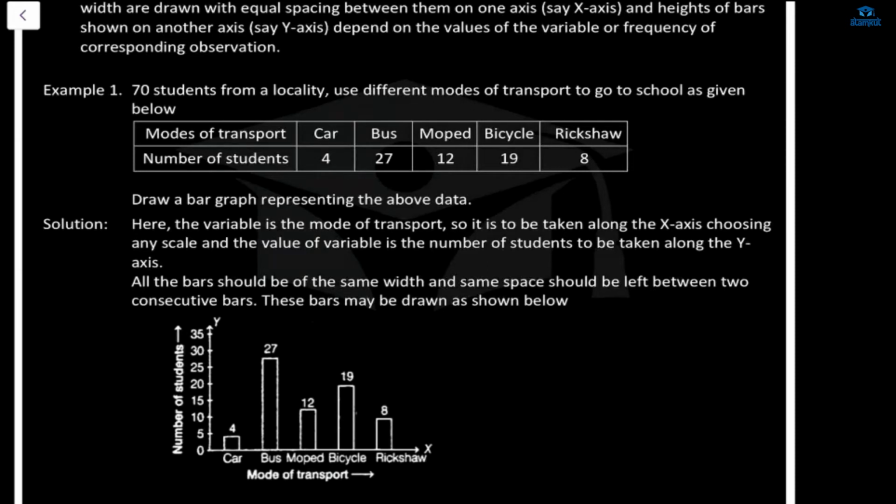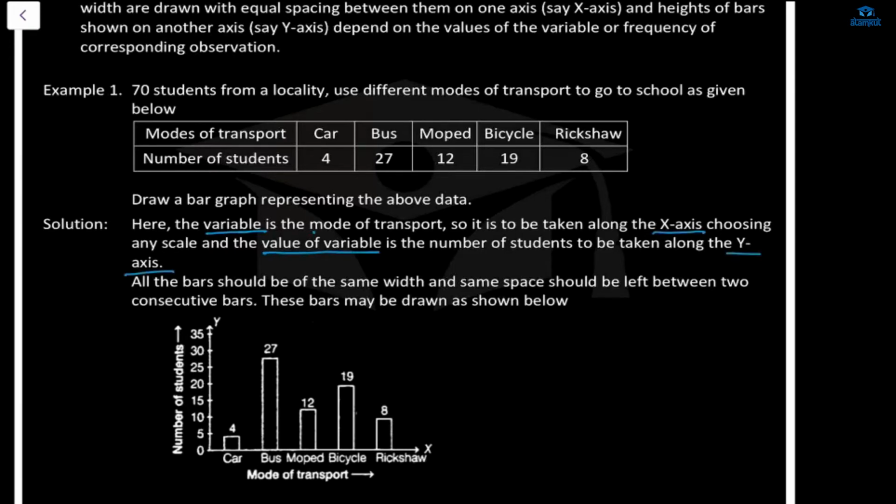Now what we are going to do here, what is the variable? The variable means the unknown quantity. So the variable is the mode of transport. We are talking about the mode of transport. This is the variable here. So it is to be taken on which axis? The x-axis. We generally take the variable on the x-axis, and the value of the variable on the y-axis.